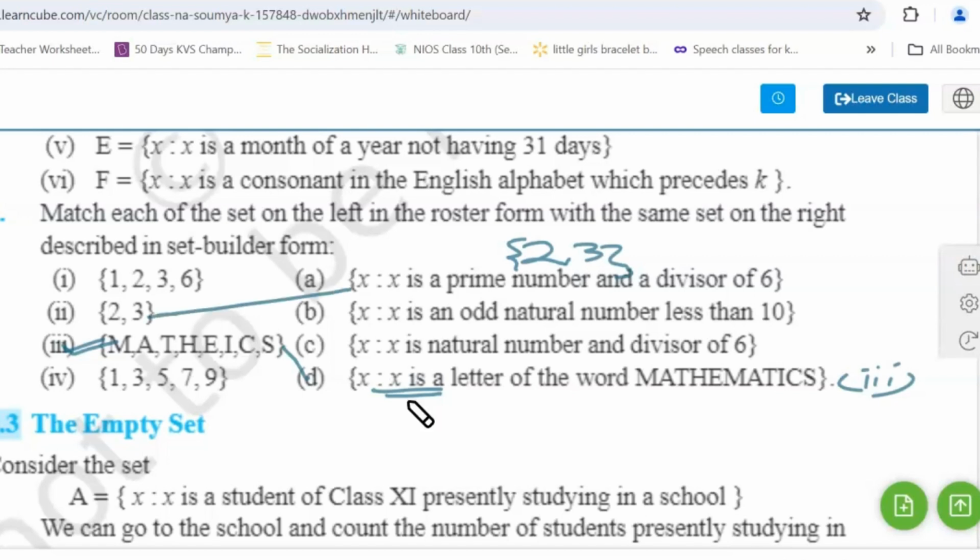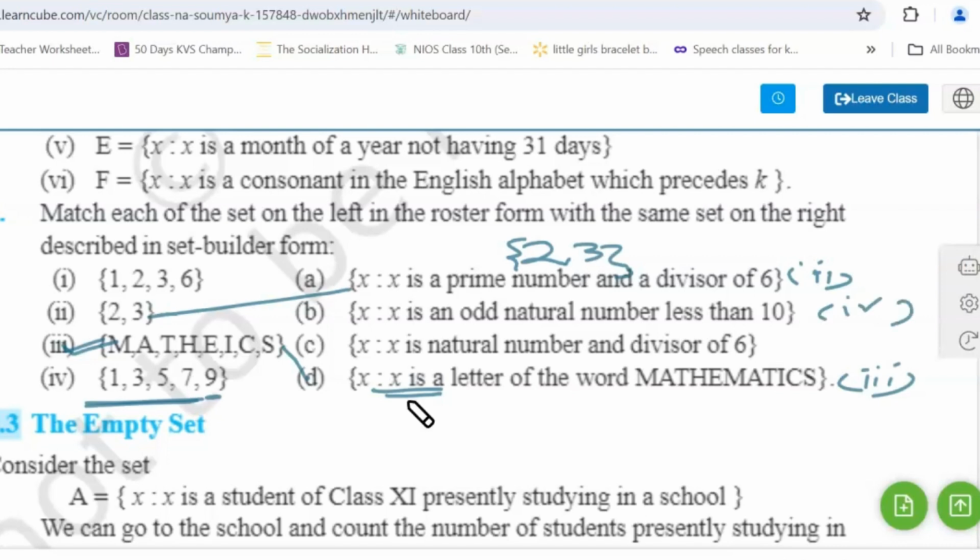This matches with this 2. Next comes x is an odd number less than 10. So odd numbers less than 10. Here you can see this is the satisfying roster form: 1, 3, 5, 7 and 9, because they are odd numbers and less than 10. So B matches with 4.